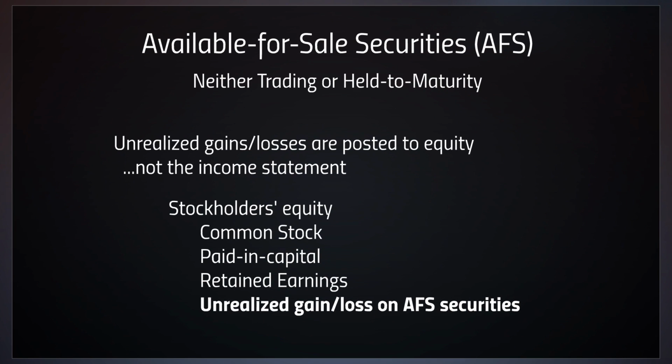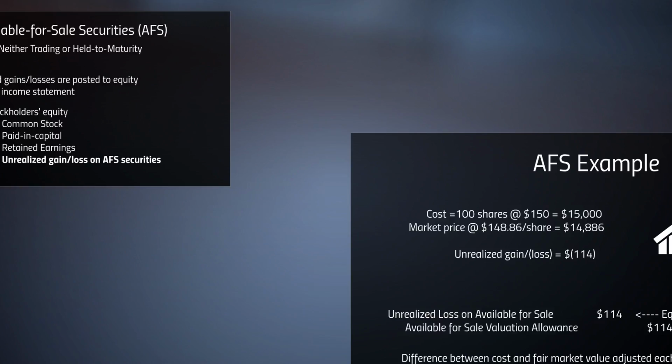And finally, we have our available for sale securities. These are neither trading nor held to maturity categories. And we're going to post the unrealized gains or losses and keep track of them similar to how we saw with trading securities. But in this case, we're going to post straight to equity instead of going through the income statement. So here we have a little example of a stockholders' equity section of a balance sheet. We have our common stock, retained earnings, and also a section for unrealized gains and losses on our available for sale securities. Let's take a look at an example.